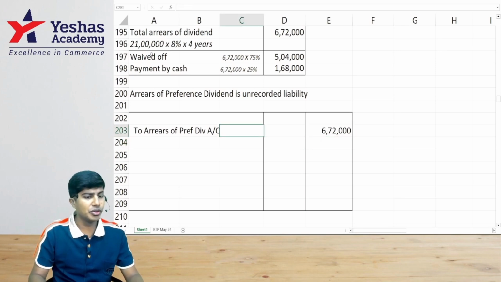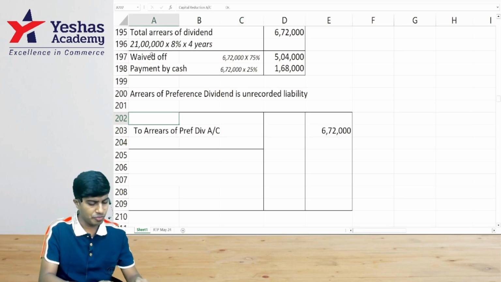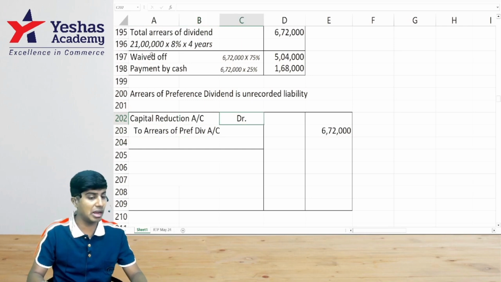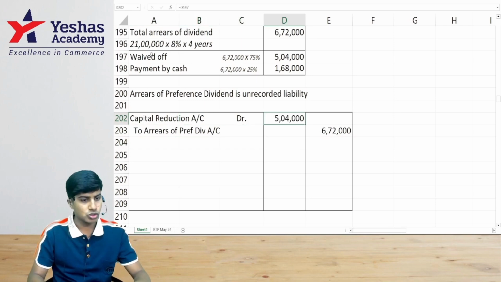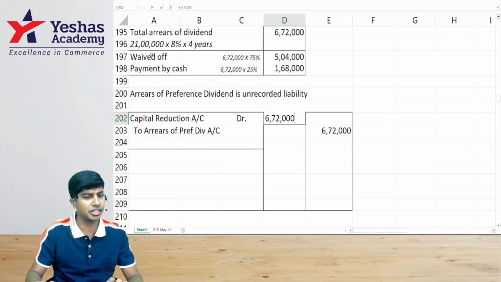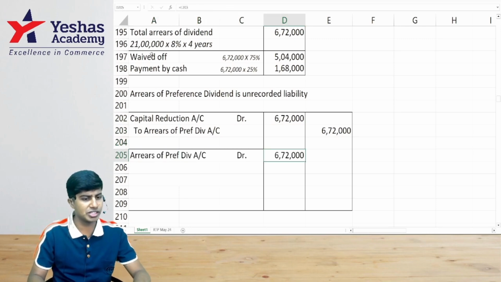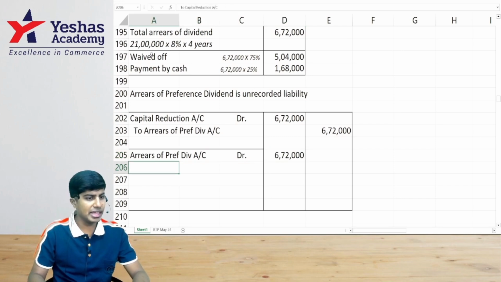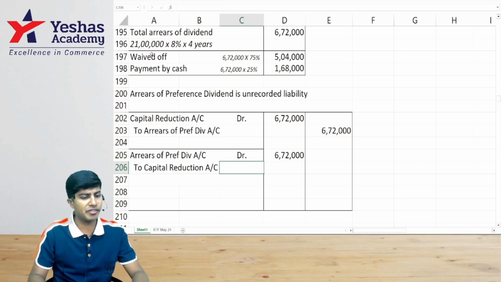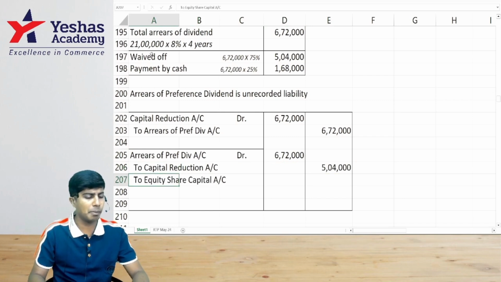Am I right? When you create it to the extent of 6,72,000, that much is our liability. Sorry, liability as well as our expense. So I'll write 6,72,000 here. So we created a liability to the extent of 6,72,000. Now, settlement. Arrears of preference dividend is 6,72,000. In this, we are going to write off 75%, which is 5,04,000, and we are going to pay a portion of it.